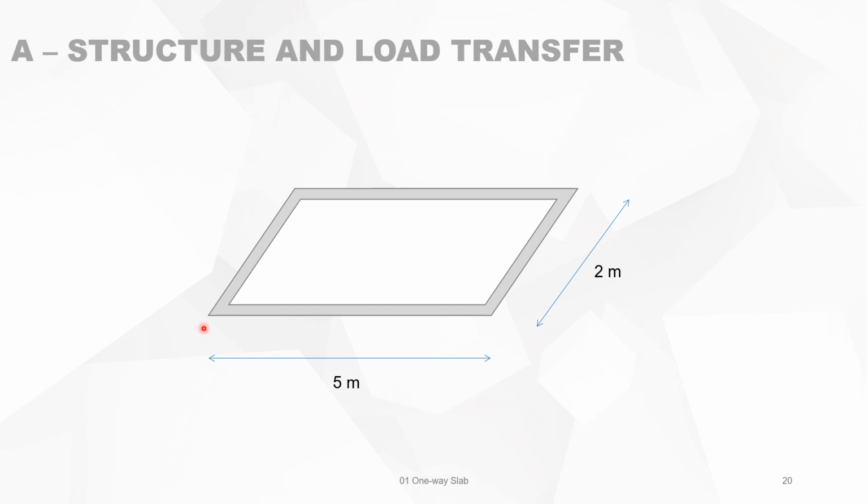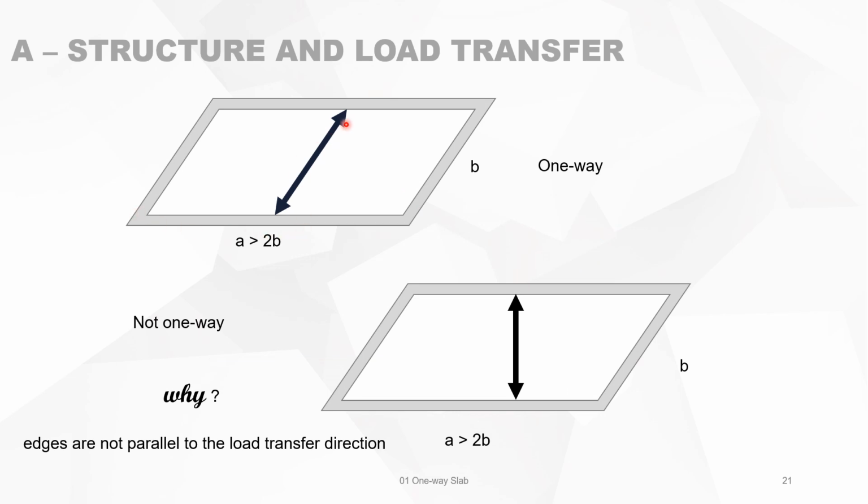A simple structure, plan view, 5 meters by 2 meters, but it's skew. It's not rectangular, it's skew. If you want to make this slab as one-way slabs, then you have to put it also in this direction, parallel to one of the sides, parallel to the shortest side. Now you can use one-way slabs for this type of slab. When A is bigger than 2B, you make it a one-way slab.